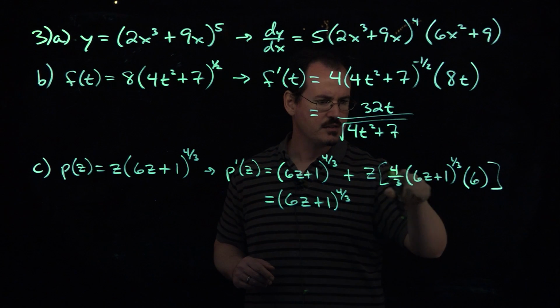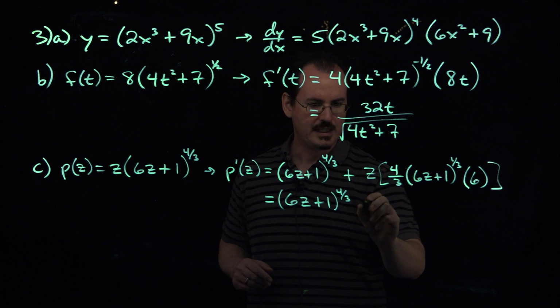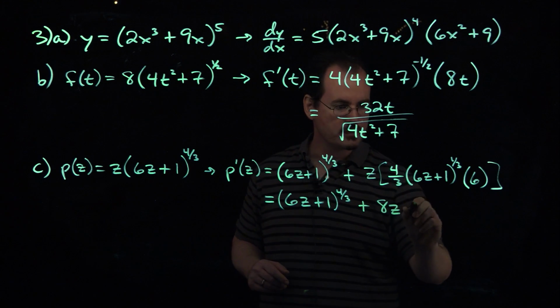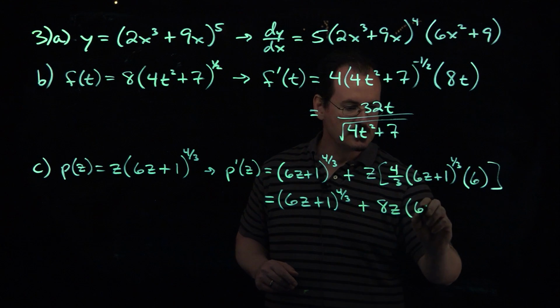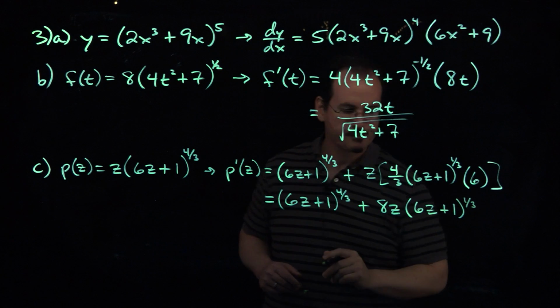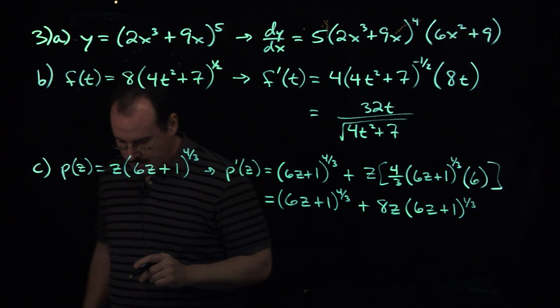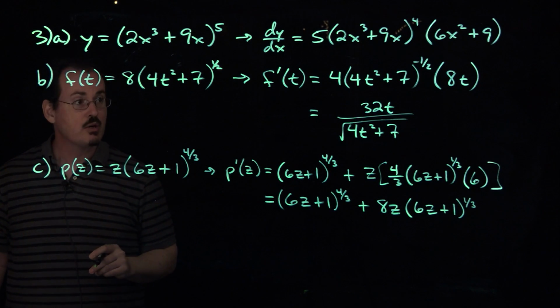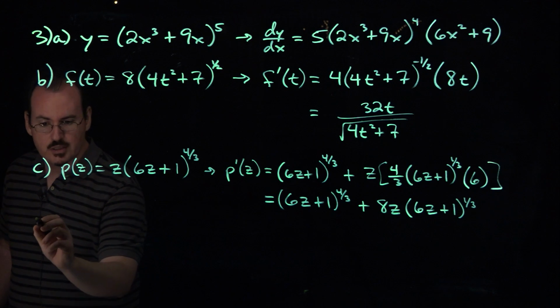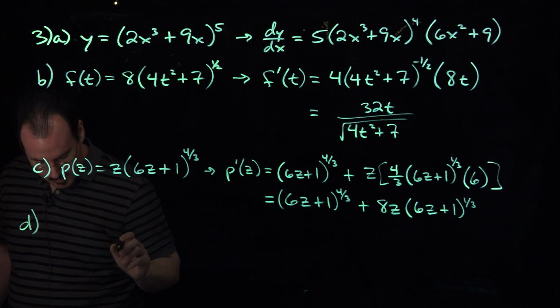multiply the 6 and the 4/3. 6 divided by 3 is 2 times 4 gives us 8, so we're going to get a plus 8z, and then the rest of it just stays as is, 6z plus 1, the 1/3 power. So there we go for that one. The last one is going to require a quotient rule. Let's see if I can fit it on here. I might have to write a little bit smaller on this one.